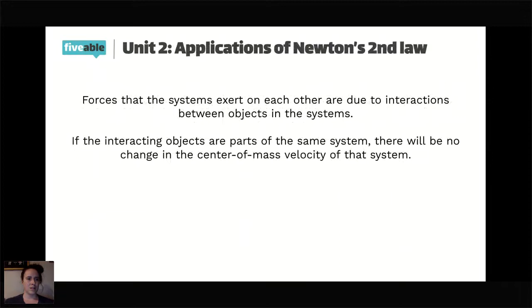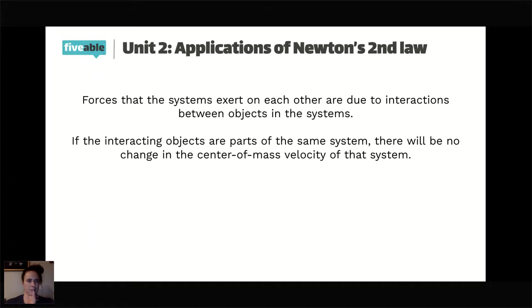All right, where were we? This one. Okay. So forces that the system exert on each other are due to interactions between objects in the systems. If the interacting objects are part of the same system, there will be no change in the center of mass velocity of that system. So that goes back to our proton electron example. Since we said that our system is the proton and the electron, the center of mass velocity is not going to change because we're looking at it individually.